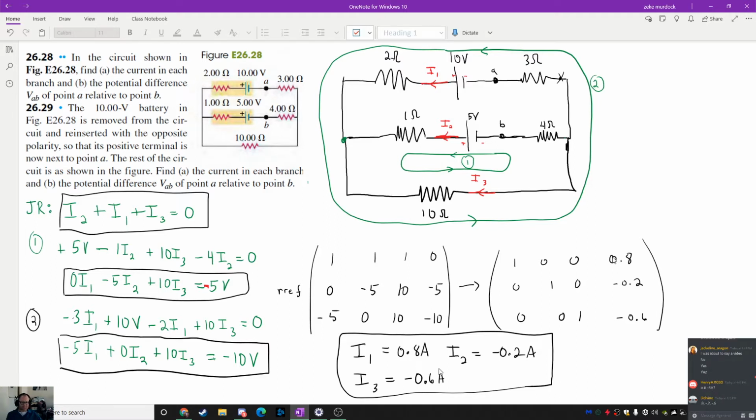All right. So now how do we do the last part? Any ideas? Part B says, find the potential difference VAB of point A relative to point B. What does that mean? What on earth does that mean? And how would we calculate it, really, is the real question.